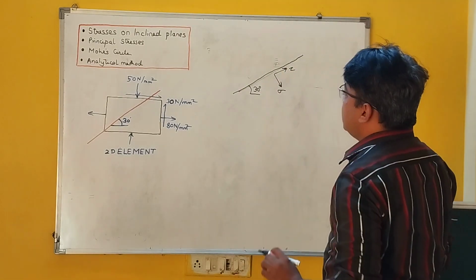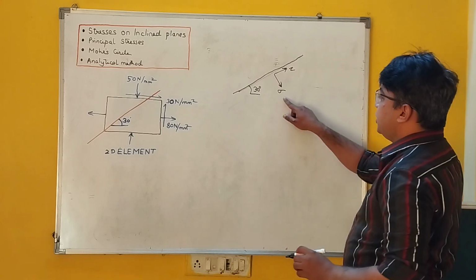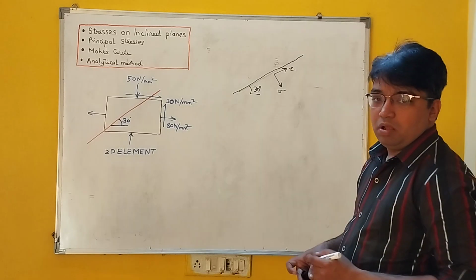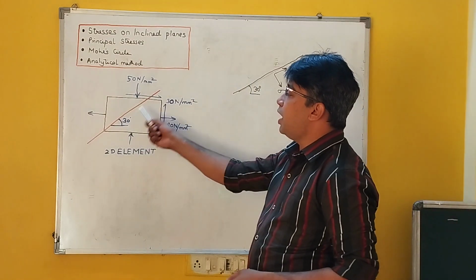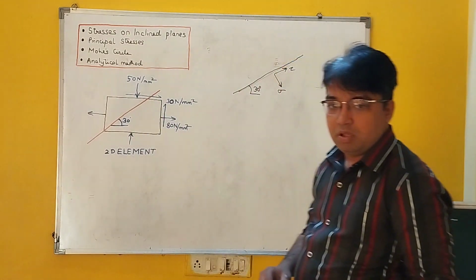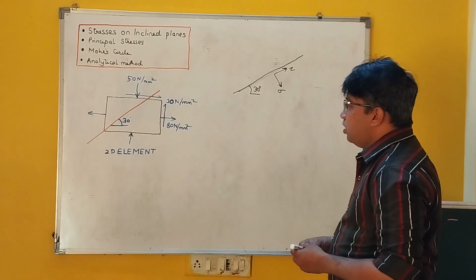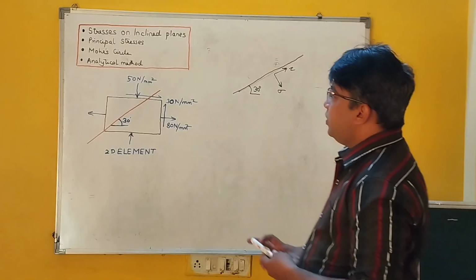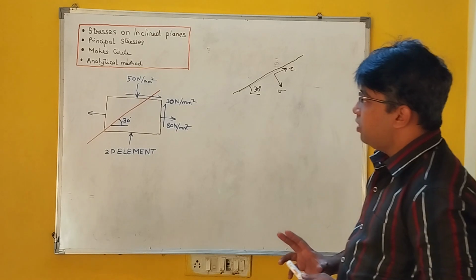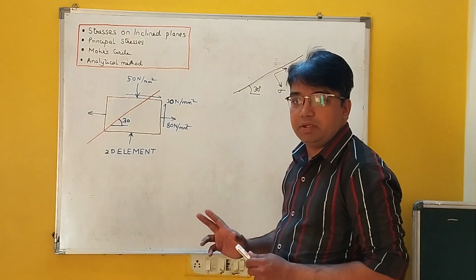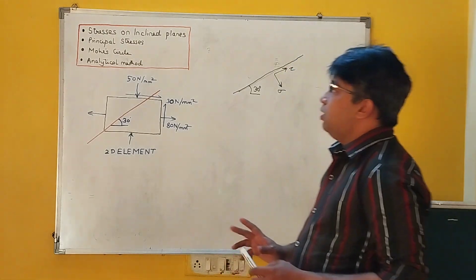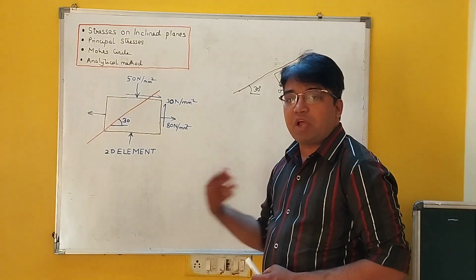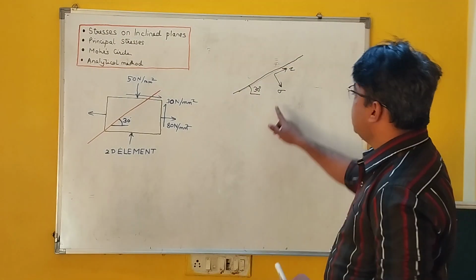Our intention is to find out sigma as well as tau, and the only given parameter about that plane is the angle at which it is inclined to the x-axis. Here there is a method which I am going to talk about right now, called the Mohr circle. Mohr circle is nothing but a graphical way to analyze these stresses.